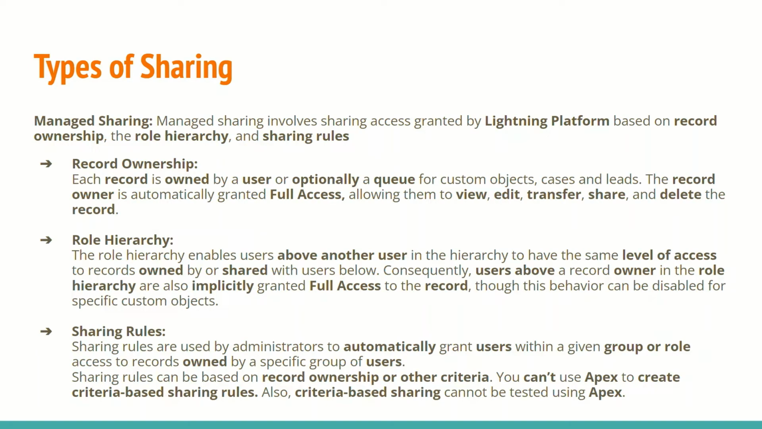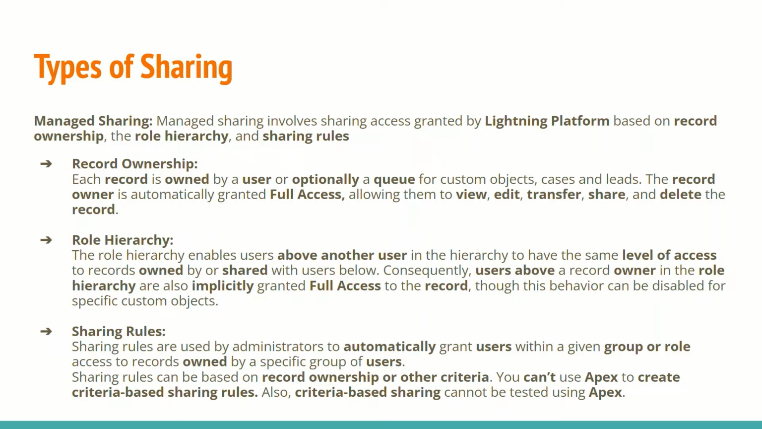Types of sharing. Managed sharing involves sharing access granted by the Lightning platform based on record ownership, the role hierarchy, and sharing rules. So record ownership will be based on the ownership of that particular record, and you may be granted access due to the role hierarchy in place in the org. Each record is owned by a user, or optionally a queue for custom objects, cases, and leads. The record owner is automatically granted access, allowing them to view, edit, transfer, share, and delete the record.